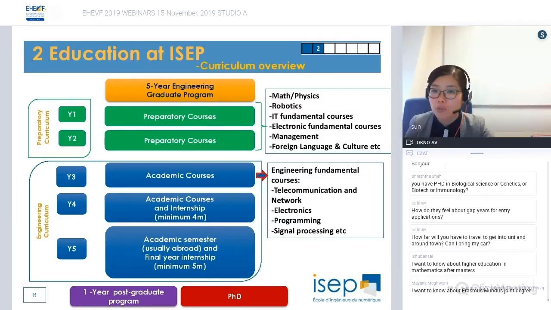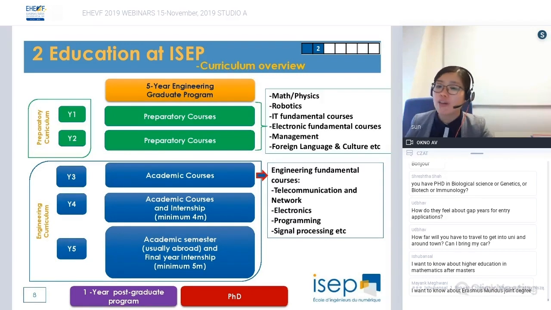And also, as you are international student and you join our five-year engineering graduate program, you can be exempt from this very hard competition, the concours, after 2 years, and you can enroll to the engineering cycle directly. Yes, and during this 3 years engineering cycle, the first year actually is fundamental courses for all the students. They will have the same courses in our school, and they will have telecommunication and network, electronics, programming, signal processing, and extra. So it's all fundamental courses.